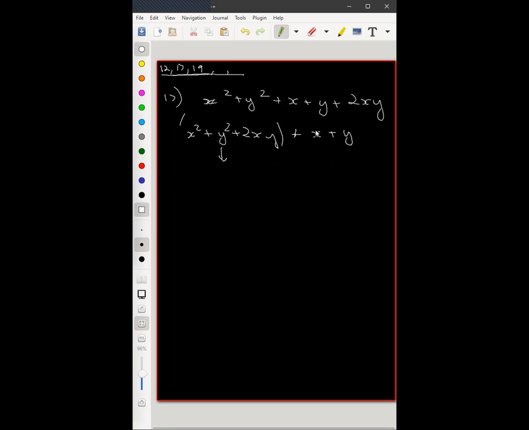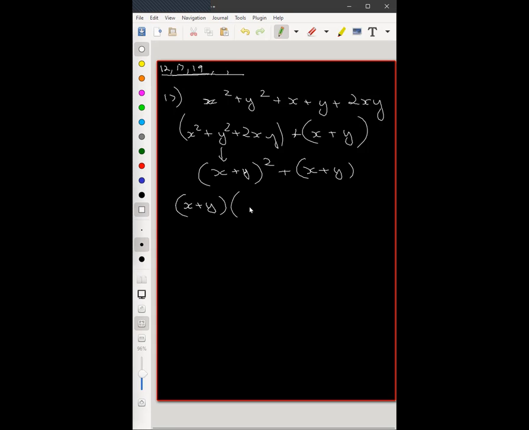Now I'm going to group this and group this. What will I get when I group this? x squared plus 2xy plus y squared gives x plus y, the whole thing squared. Now again, I'm at a binomial. Now we can easily factorize. What is common in both these terms? x plus y.